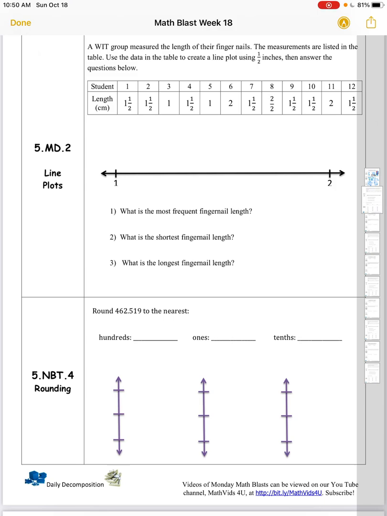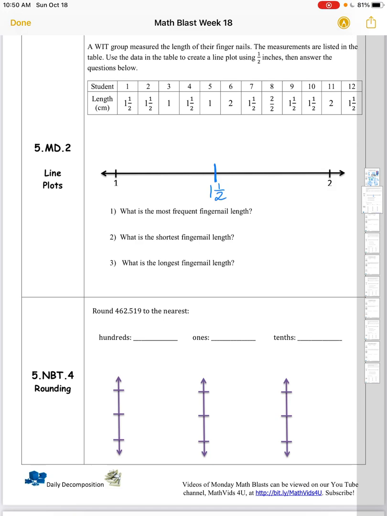Next, on the back side, a group measured the length of their fingernails. The measurements are listed in the table. Use the data in the table to create a line plot using 1/2 inches. Then answer the questions below. So if we're using 1/2 inches, I want to take my line plot and it goes from 1 to 2 as a whole. I need to break it in half. And so I know this would be 1 and 1/2.